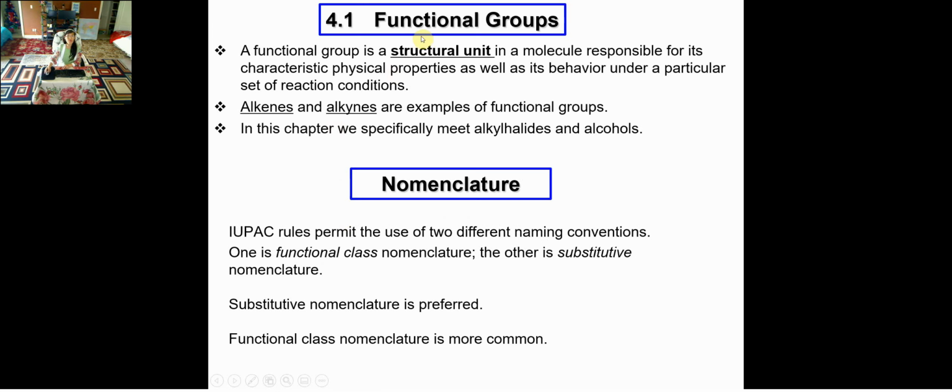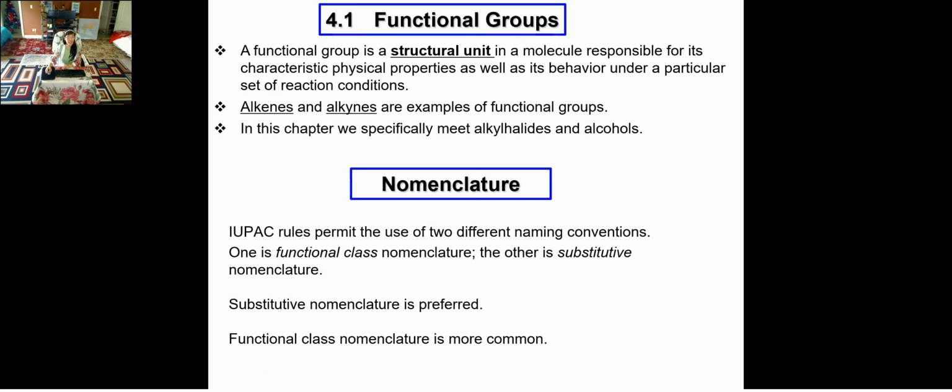First of all, let's take a look at functional groups. A functional group is a structural unit in a molecule. This structural unit is responsible for the characteristic properties of that molecule. Also, this structural unit is responsible for the different behaviors under a certain set of reaction conditions.